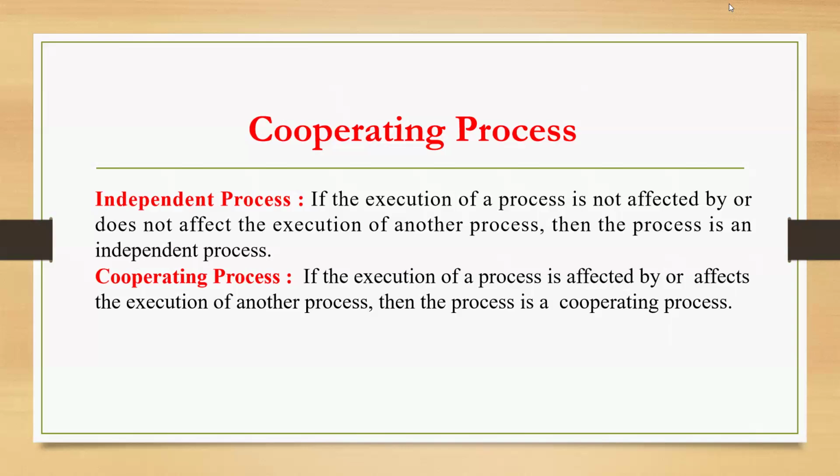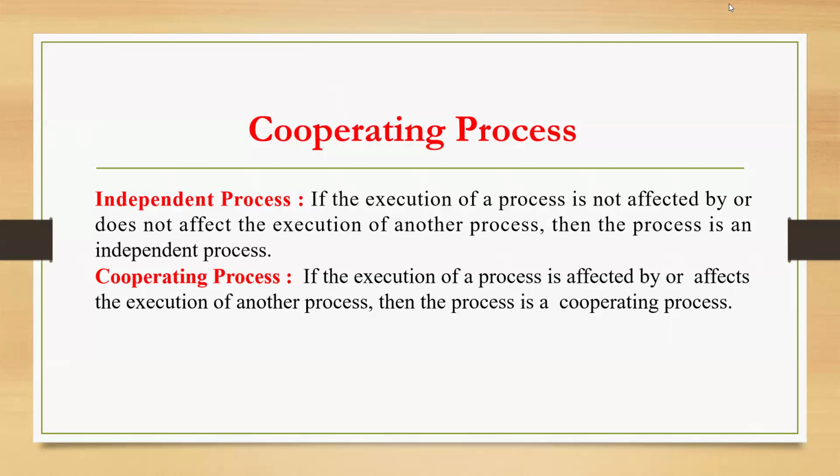There are two kinds of processes: one is called an independent process and the other is called a cooperating process. What is an independent process? If the execution of the process is not affected by, and does not affect, the execution of another process, then the process is called independent. One process's output will not affect another process. Everything will be executed independently.